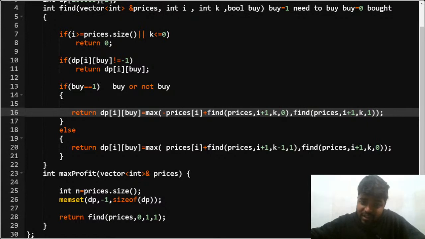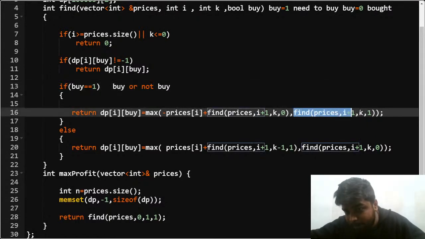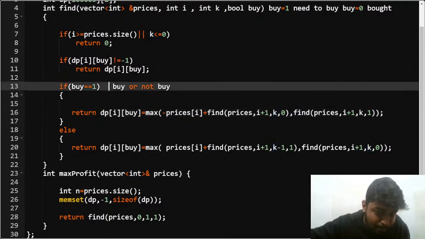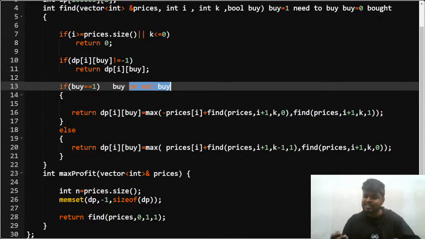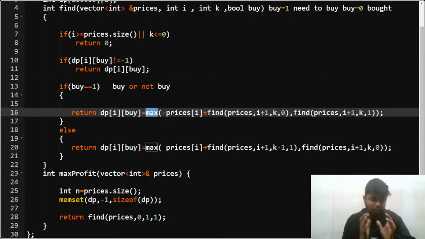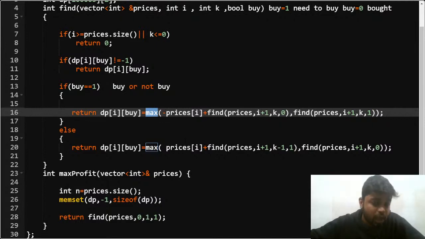Otherwise, if I do not buy, then I could simply move to the i plus 1th index with buy as 1, indicating that I still need to buy, and one transaction, that is one buying and selling, is still left. So either I can buy or I can choose not to buy. In either case, I want to find the maximum profit. That is why I'll try to find the maximum of whatever I'm getting from it.